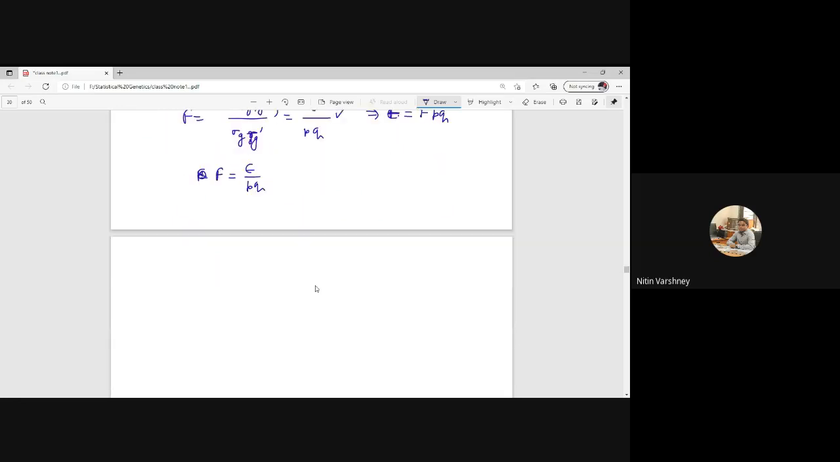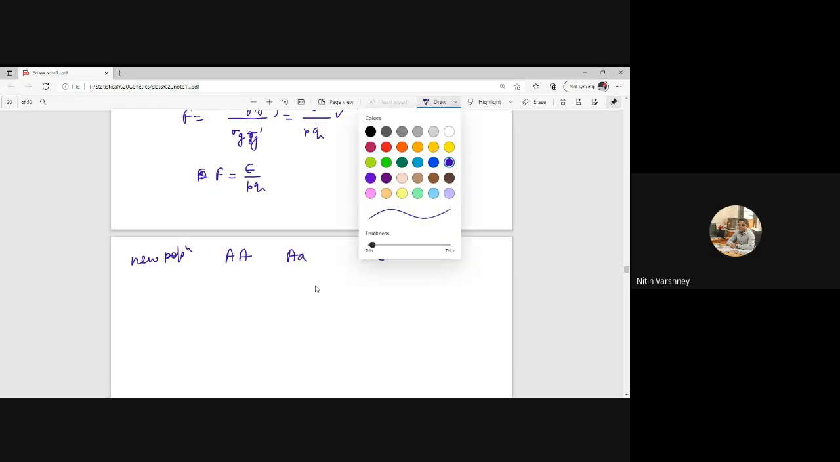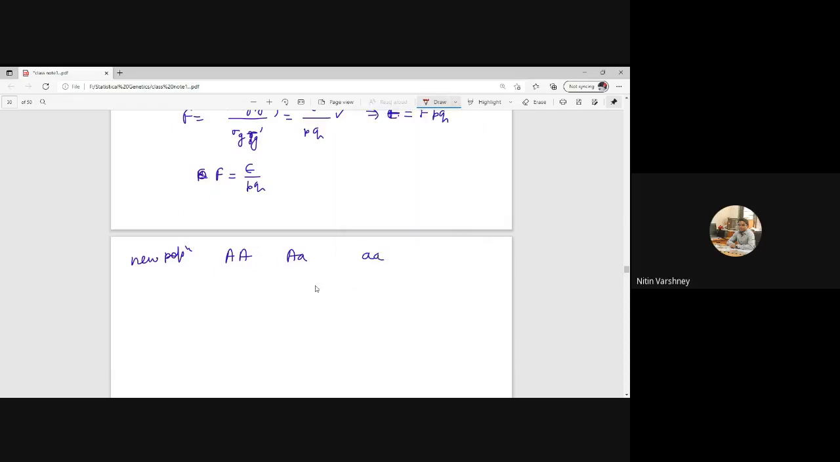So after this, our new population, capital A, capital A, capital A, small a, small a, small a. Remember this, this is a very important line. So the frequency after this inbreeding will be p square plus fpq, 2pq, 1 minus f, and q square plus fpq.